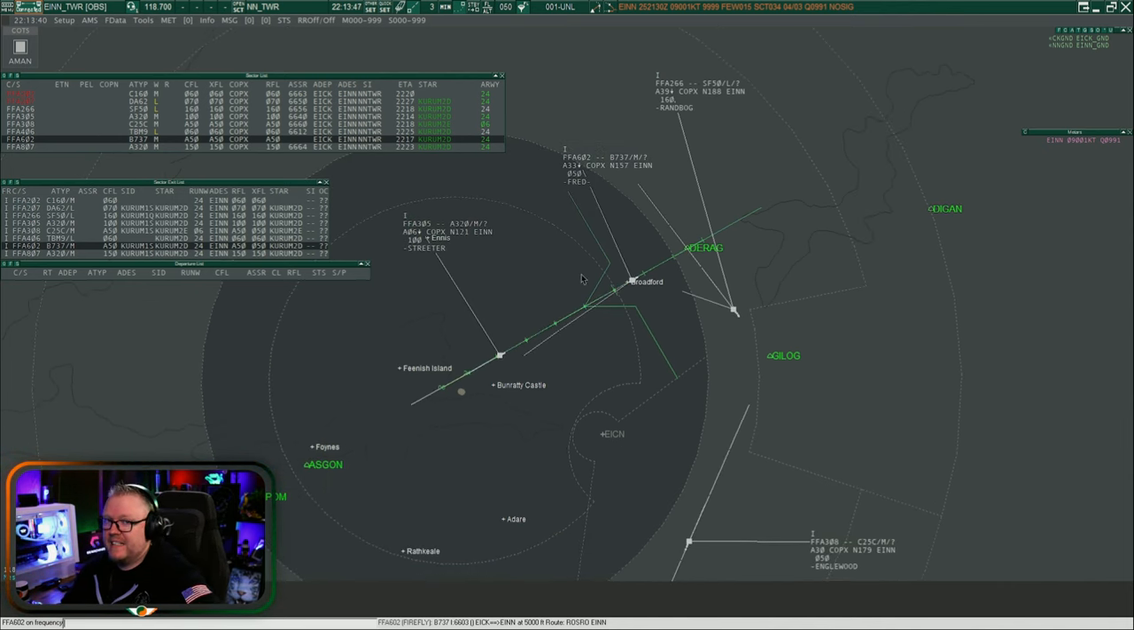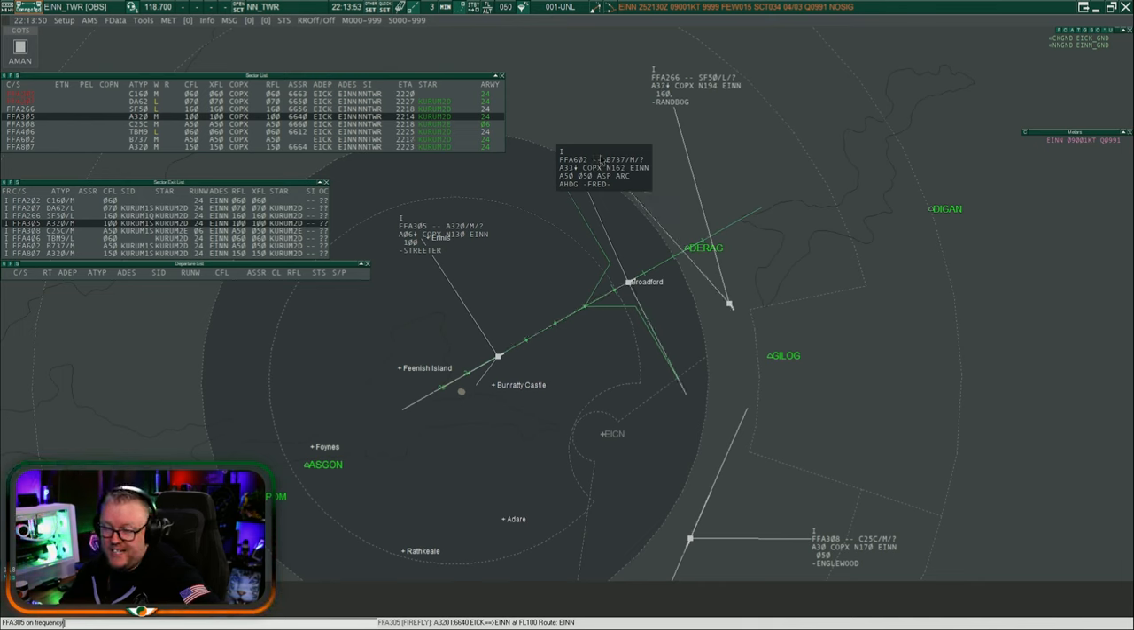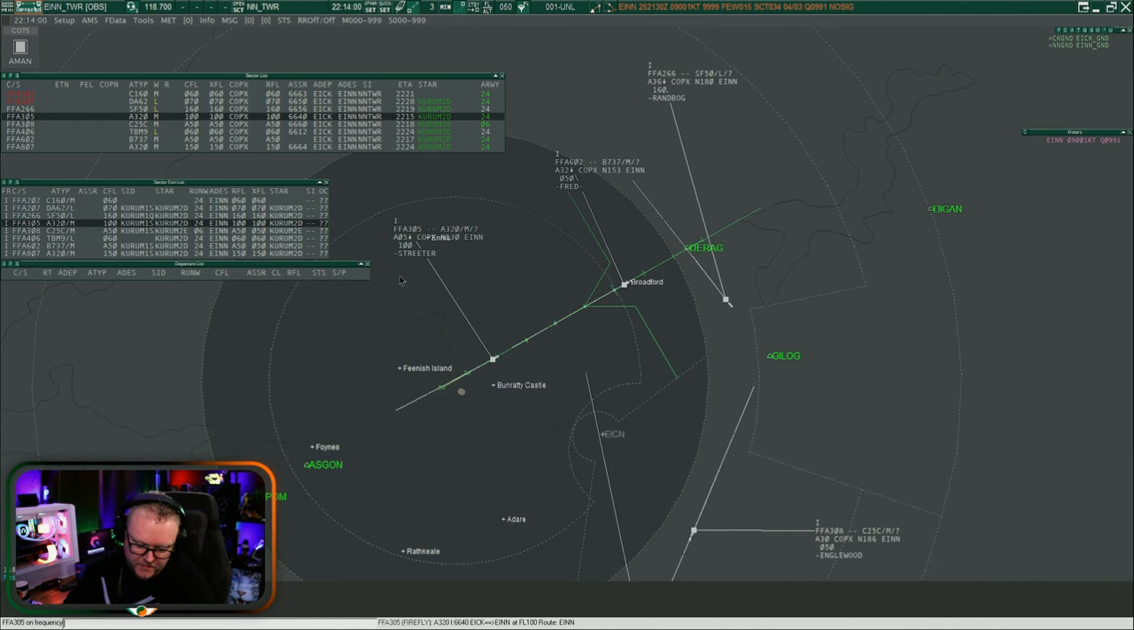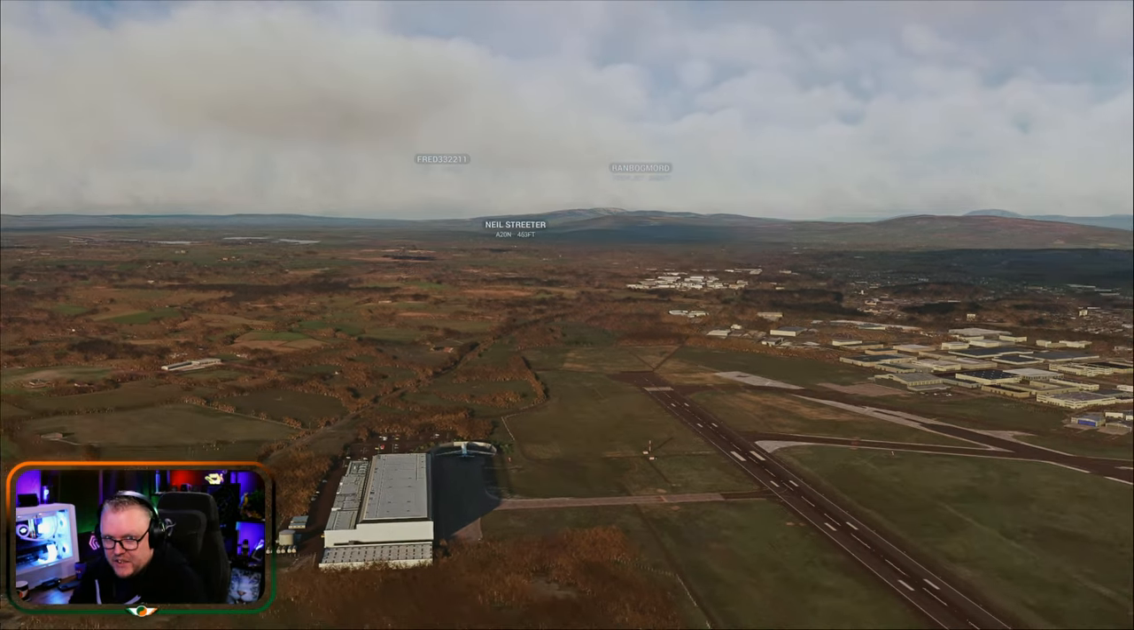So his minimum speed that he can take... Firefly 602, reducing speed. So he's currently at, what, 163? He's in a 737. He'd probably hold about 130 knots. And it's just to give 305 enough time to get down. Do you know what I mean? But it's good now that you guys are seeing this.